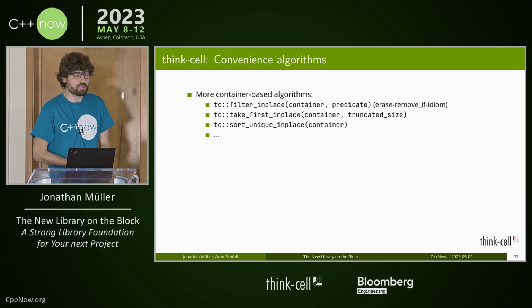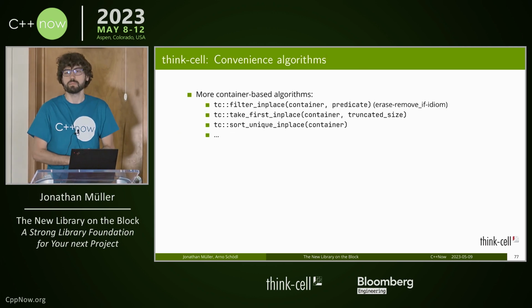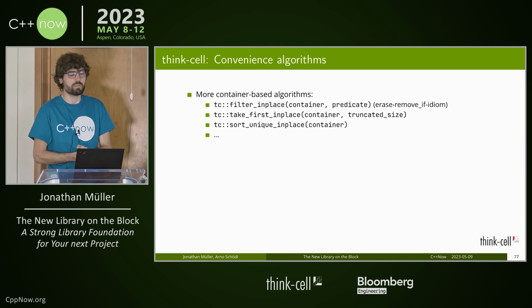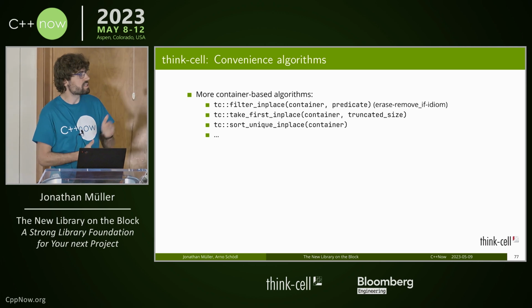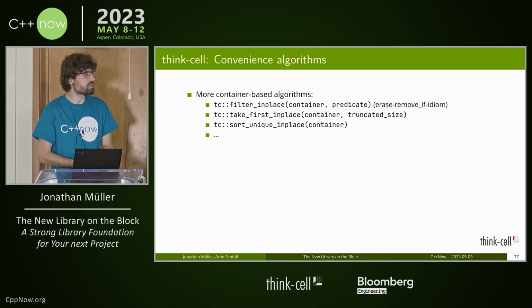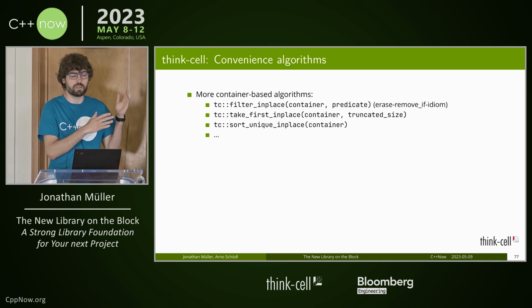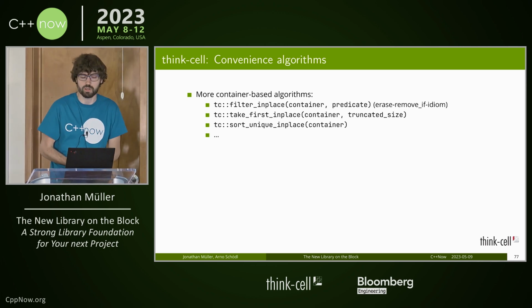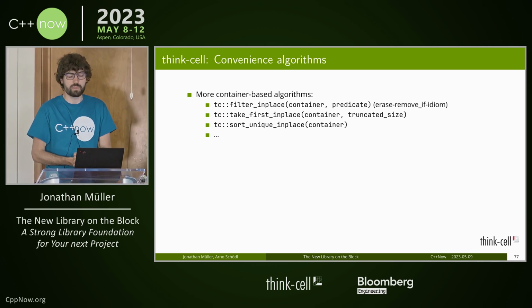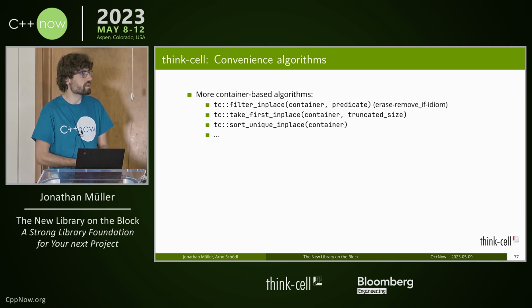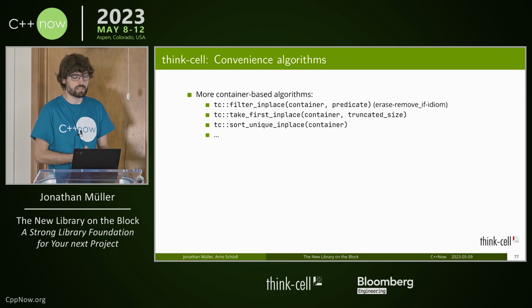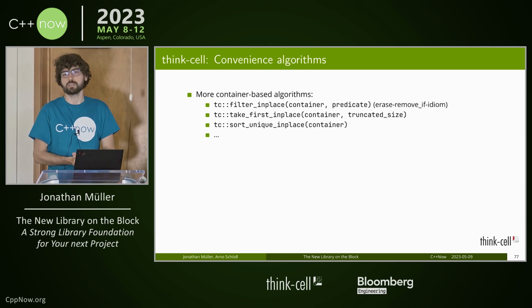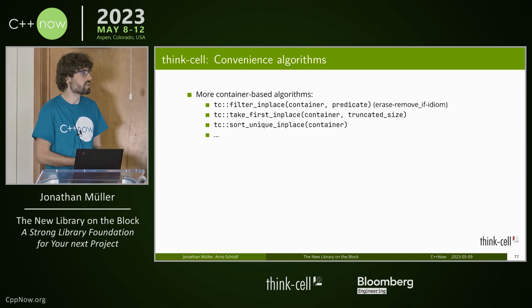So then we've got, besides the adapters, a bunch of algorithms built on top. Some of them aren't in the standard library. For example, we have more container-based algorithms. tc::filter_inplace is the recently added erase_if function, which removes elements that don't match from a container. We've got take_first_inplace to truncate a container generically. We've got a combination of sort and unique on a container, which happens in many cases, and so on. And those are all actions, because you can use tc::modify to turn them into transformations.